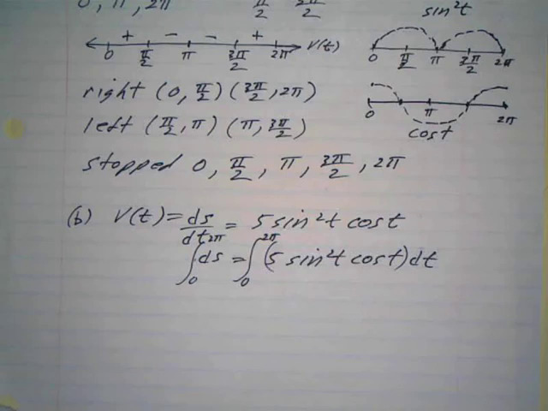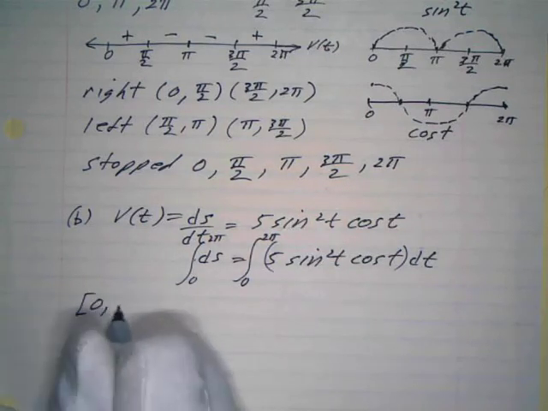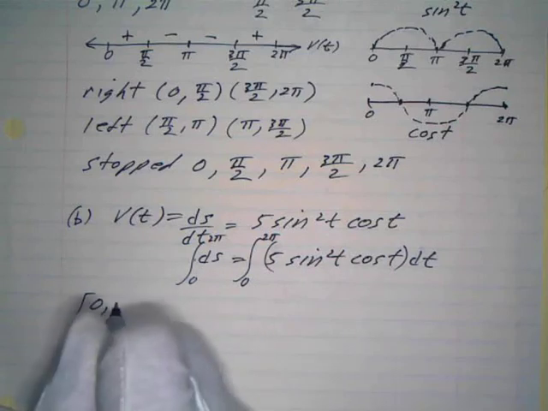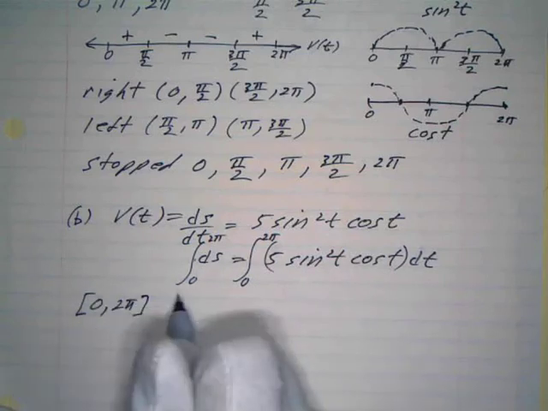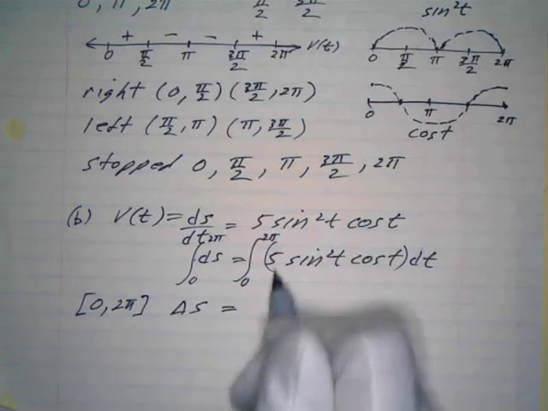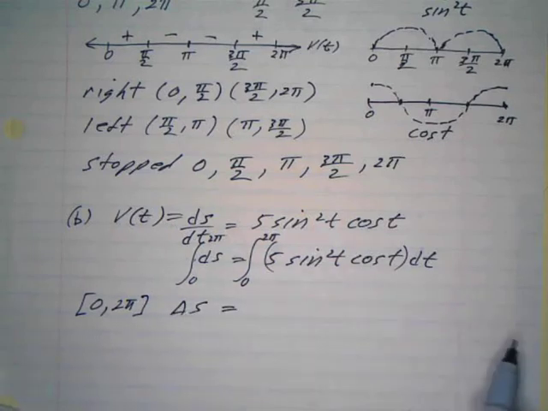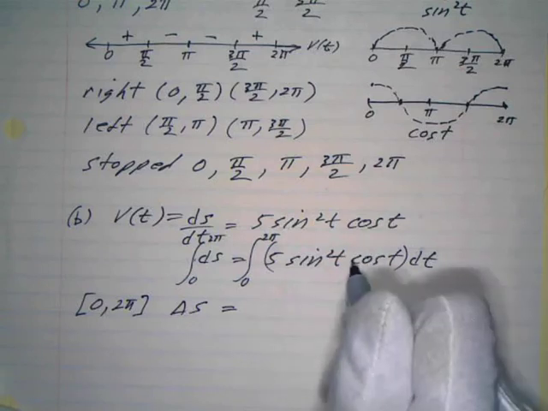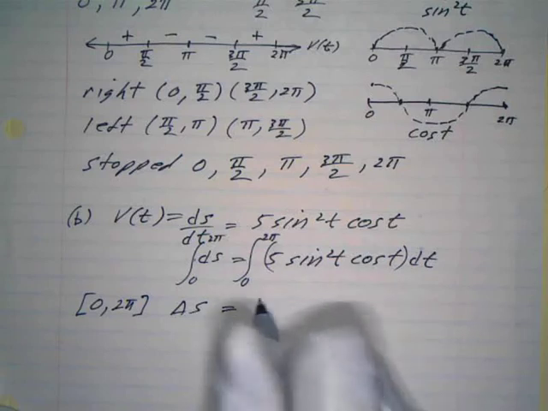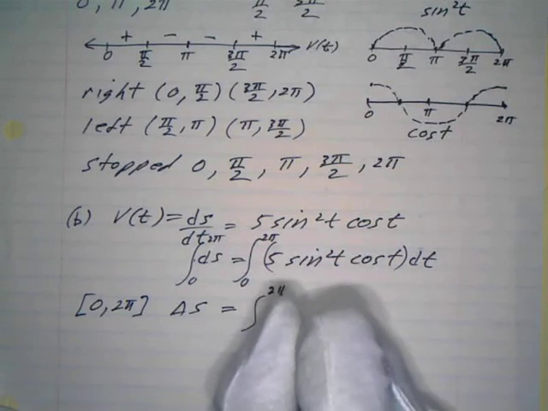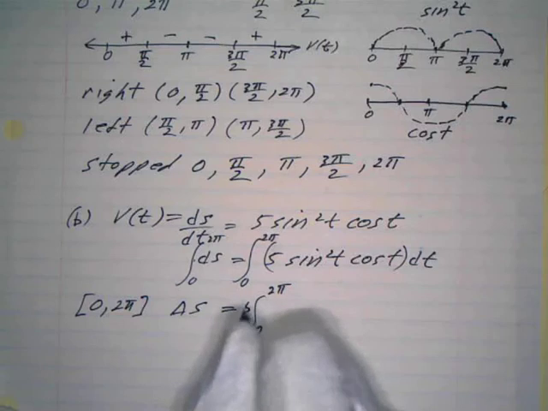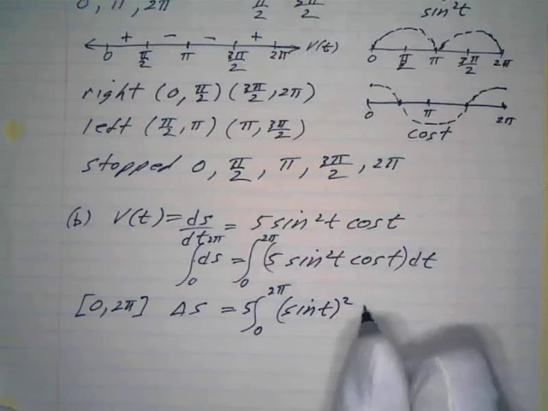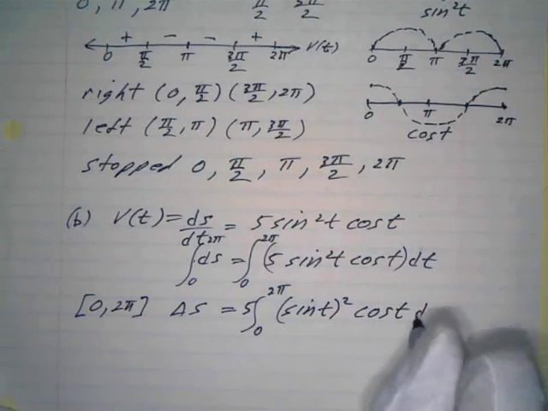Hope you can see that okay. And again, this is just going to be my displacement. We can call that delta x from 0 to 2 pi. It's going to be my delta s, and that's going to equal this integral, and we can evaluate this. Now, if we look at this, I'm going to rewrite this so it makes a little more sense. 0 to 2 pi, and I can bring the 5 out in front. And then I can write this as the sine of t squared times the cosine of t dt.